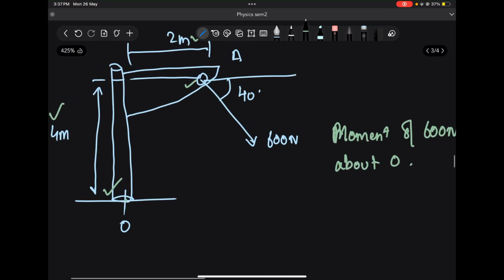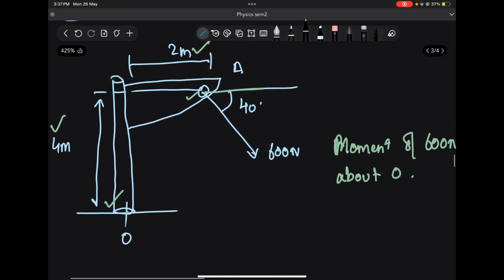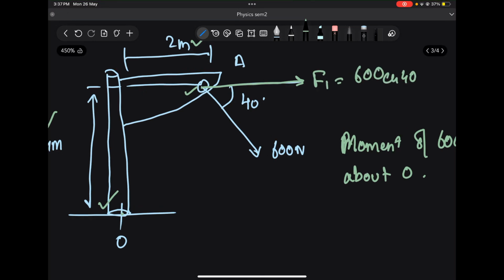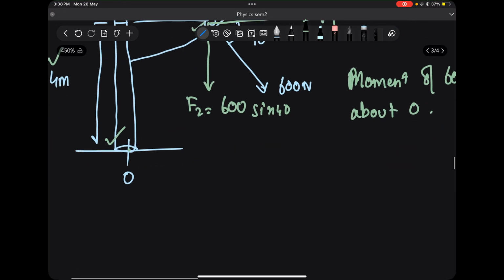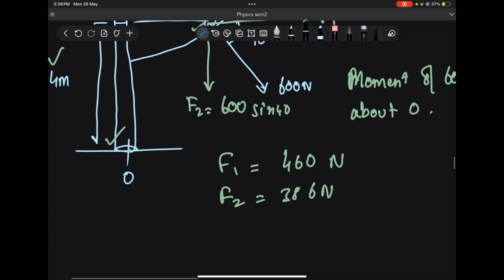Now let's say I split this force into components. Suppose F1 is equal to 600 cos 40, and F2 is equal to 600 sin 40. If you put this into a calculator, F1 will come out to be 460 Newton, and F2 will come out to be 386 Newton, right?